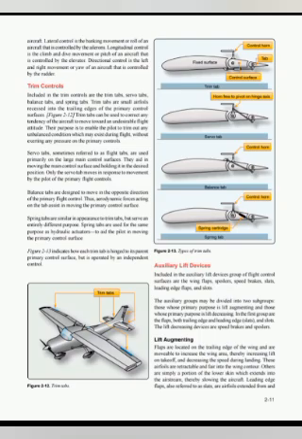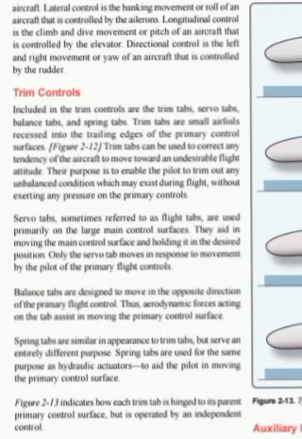Lateral control is the banking movement or roll of an aircraft that is controlled by the ailerons. Longitudinal control is the climb and dive movement or pitch of an aircraft that is controlled by the elevator. Directional control is the left and right movement or yaw of an aircraft that is controlled by the rudder.